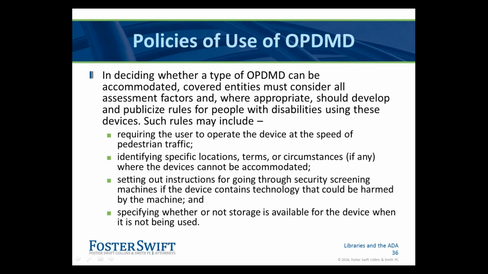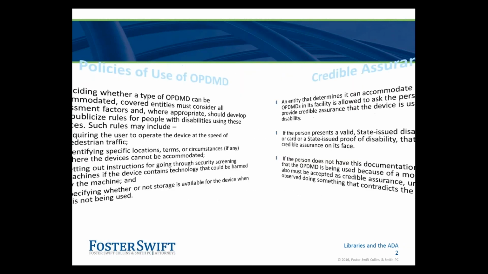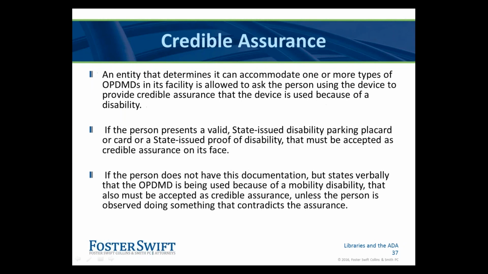But again, this might be one of those things where you have 1 or 2 patrons that are using these types of devices, and you're going to have to figure out a way to accommodate those types of uses. An entity that determines it can accommodate 1 or more types of uses in its facilities is allowed to ask the person using the device to provide credible assurance that the device is used because of the disability.